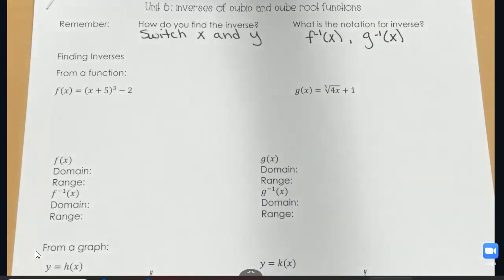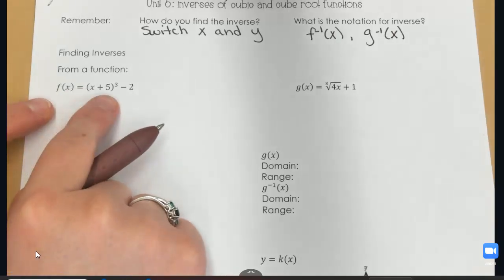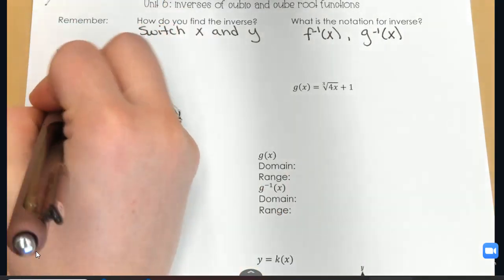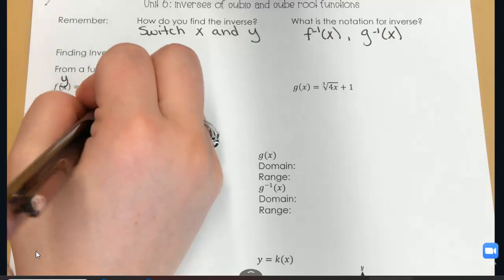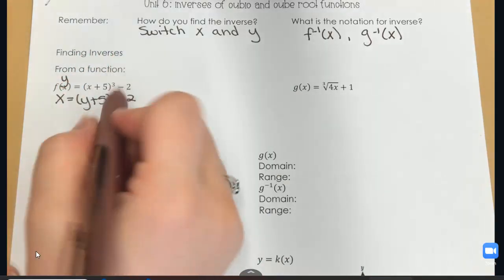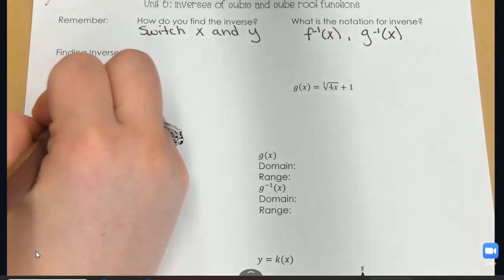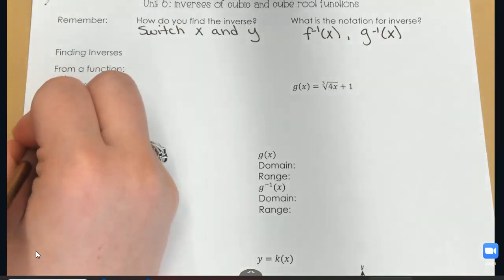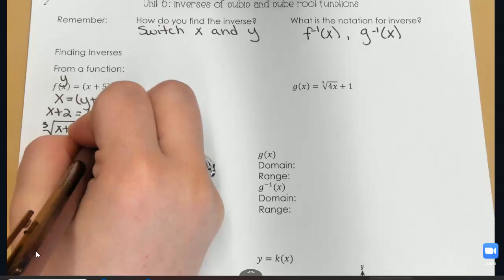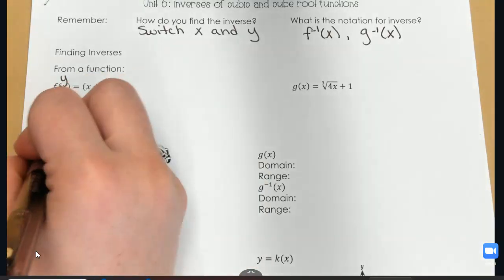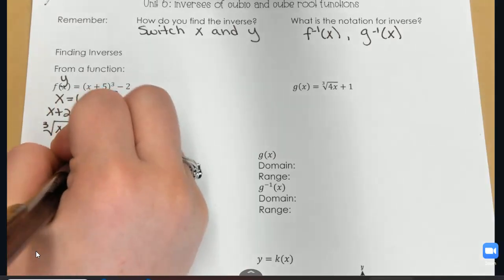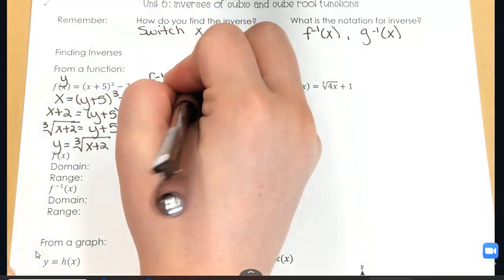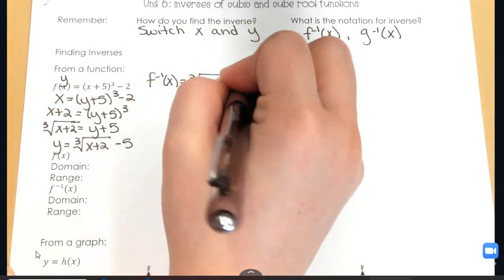We are now going to find our inverses from a function again. I have this new one that is a cubic, and again, f of x is my y values. So this is where I'm going to switch x and y, and then use algebra to get y alone again. The first thing I'm going to need to do is add this 2. Then to undo that cube, I'm going to cube root both sides. And then the last thing I need to do is subtract that 5, so y is going to be the cube root of x plus 2 minus 5. So our inverse, f to the -1 of x, is the cube root of x plus 2 minus 5.